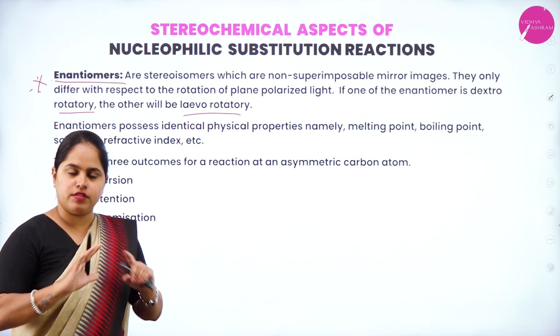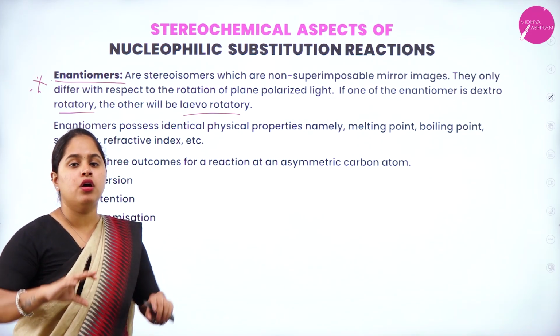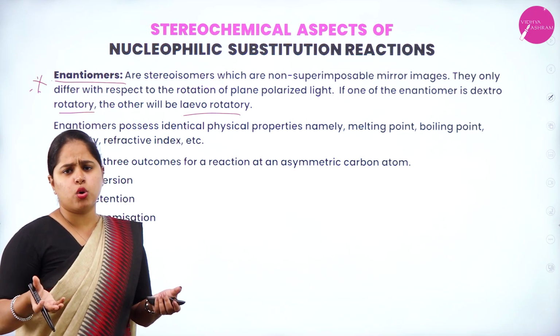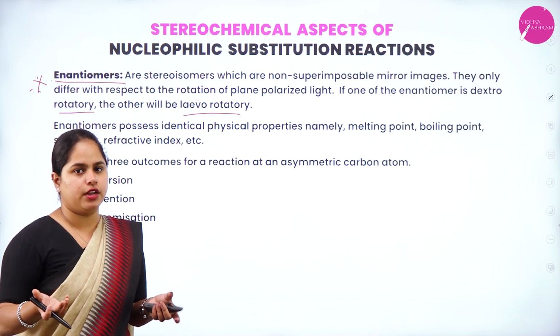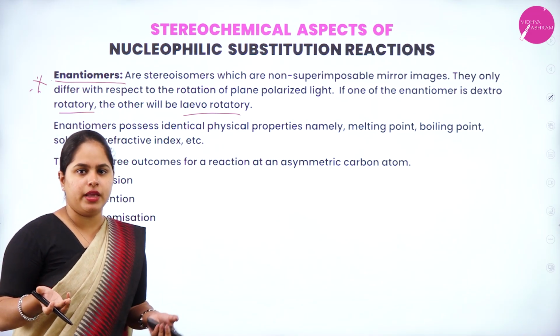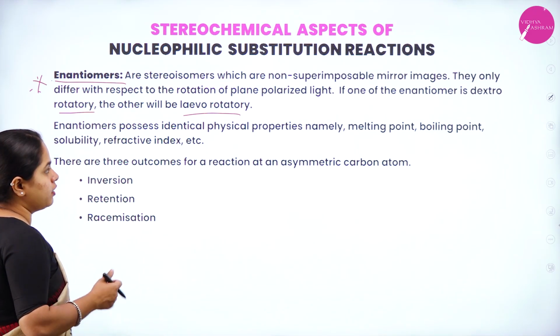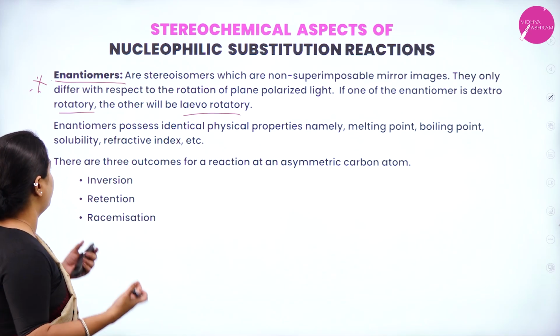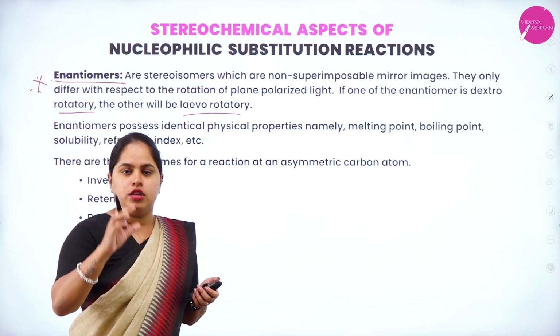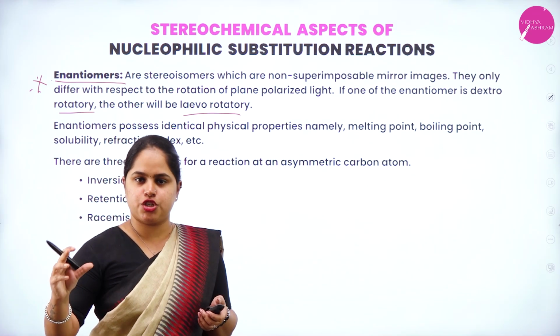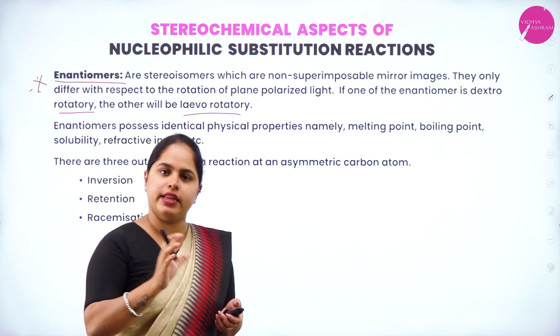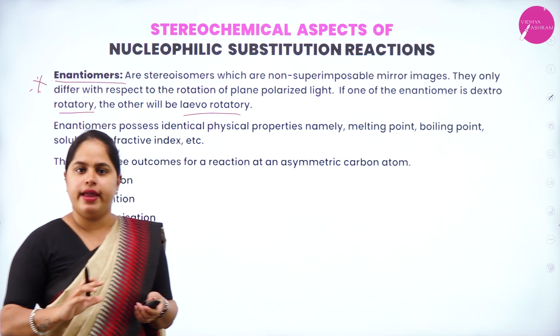They will have the same molecular formula and structural formula; only in the rotation of the plane polarized light will there be a difference. One will be dextro and one will be levo. So this pair is called an enantiomer. Enantiomers possess identical physical properties; melting point, boiling point, etc. will be the same. So this pair of dextro-rotatory compound and levo-rotatory compound is called an enantiomer.